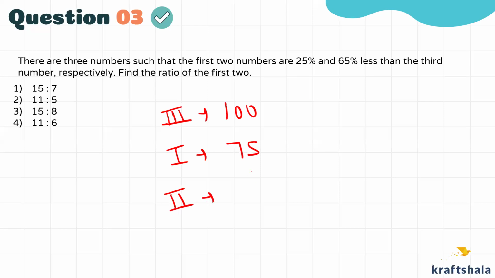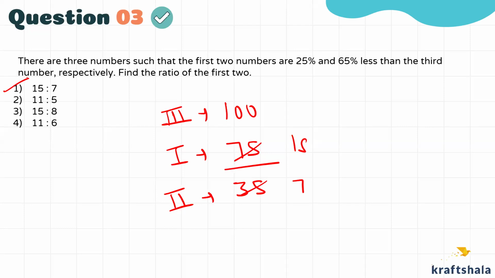So 100 minus 65, that gives me 35. Now the question is asking me the ratio. So just the ratio, right? Whenever you see percentages, it is always advisable to assume certain values. So you can assume it as x also, but 100, 1000, 500, these are better.